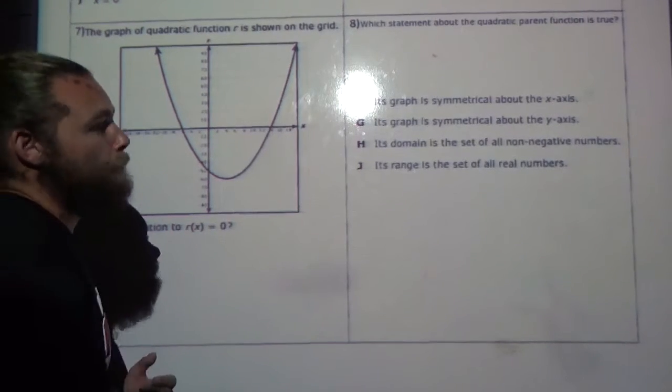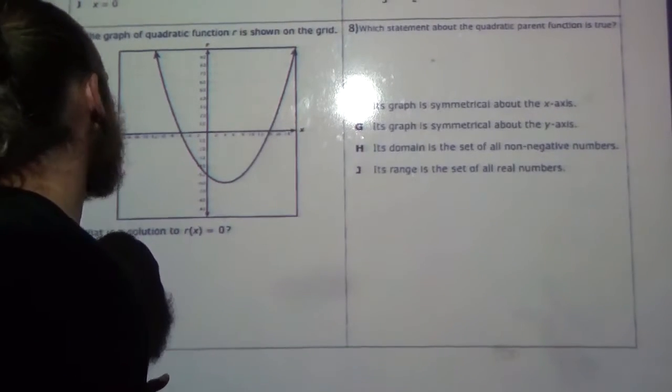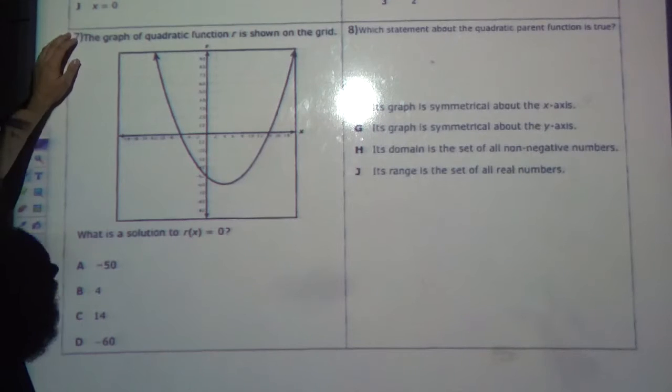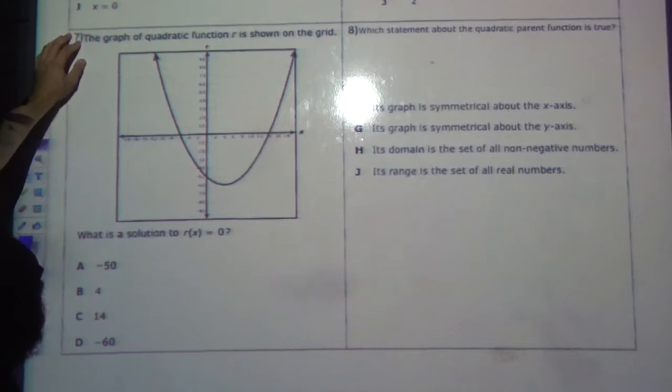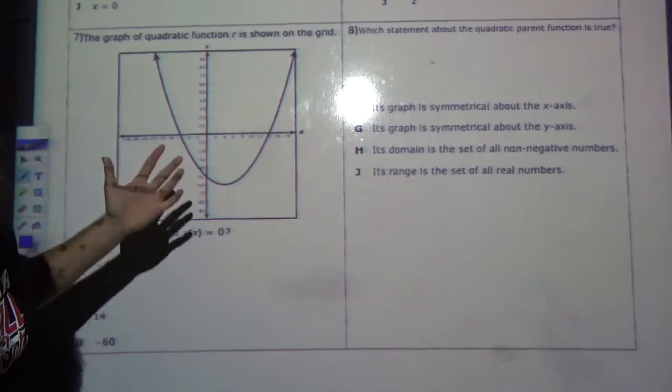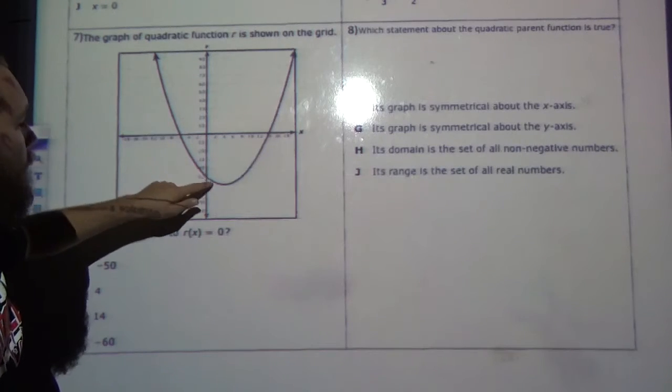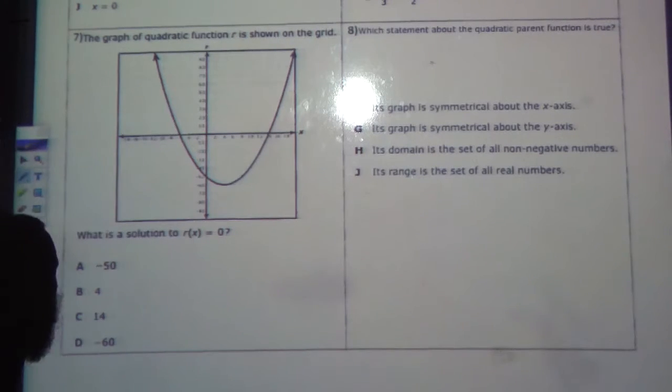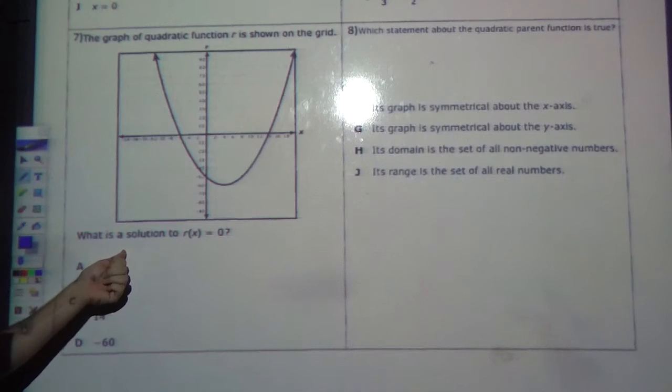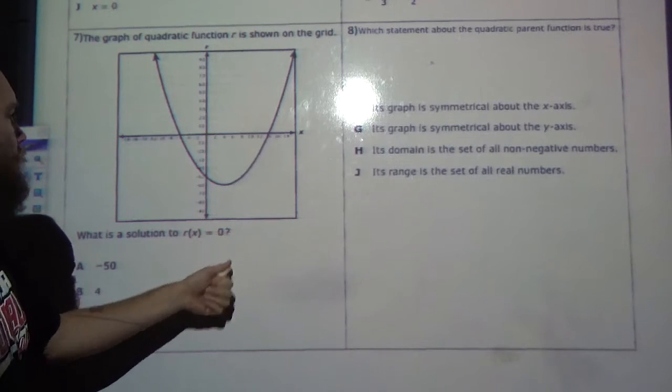All right, ladies and gentlemen, Bellringer 7 and 8 today. Number 7 says the graph of the quadratic function r is shown on the grid. All that means is it's saying that the name of this parabola is r. What is a solution to r of x equals 0?